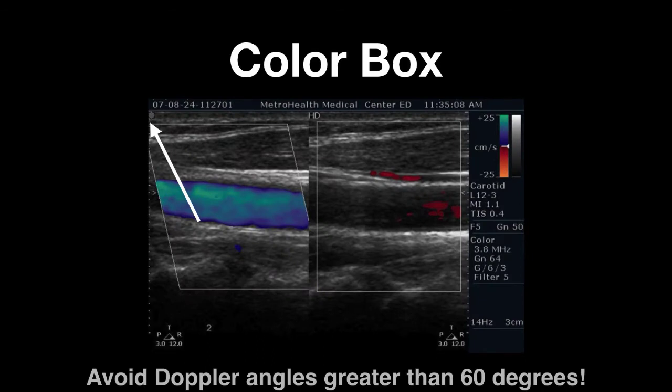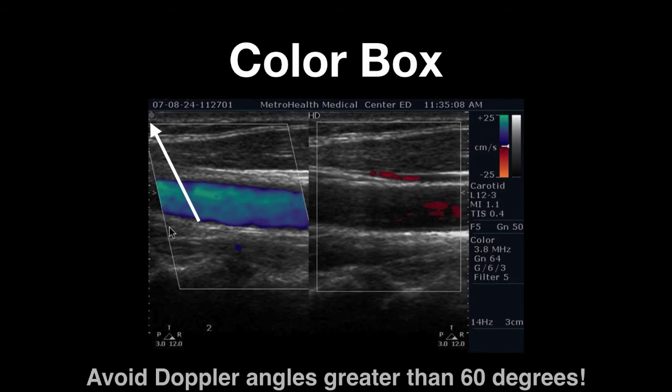Another option that you have is to steer the color box. And this is the same image here where we're scanning at 90 degrees to the common carotid artery, so we're obtaining no useful Doppler signals. But here, without changing the angle, remember on the previous slide that we did the rocking maneuver using heel and toe to change the angle. Here we haven't changed the angle, but we did change the color box angle by steering it. Usually you have the ability to steer from about a minus 15 degrees to a positive 15 degrees.